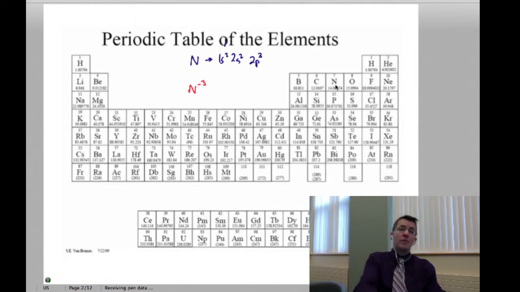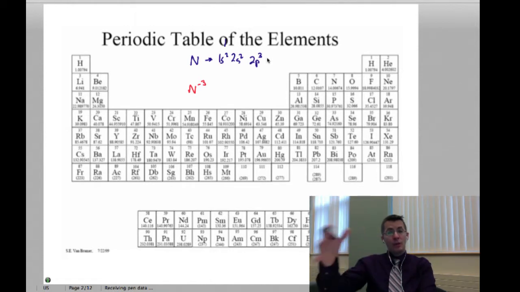We know from its location on the periodic table that it's a non-metal. We know what its molecular weight is. We know how many protons it has, 7. We know how many electrons it has when it's neutral, 7. We can even say where those electrons are within the atom at various energy levels. So a lot of this information is stored right on the periodic table. It's a very powerful tool, and today we're going to add a few more things to it.